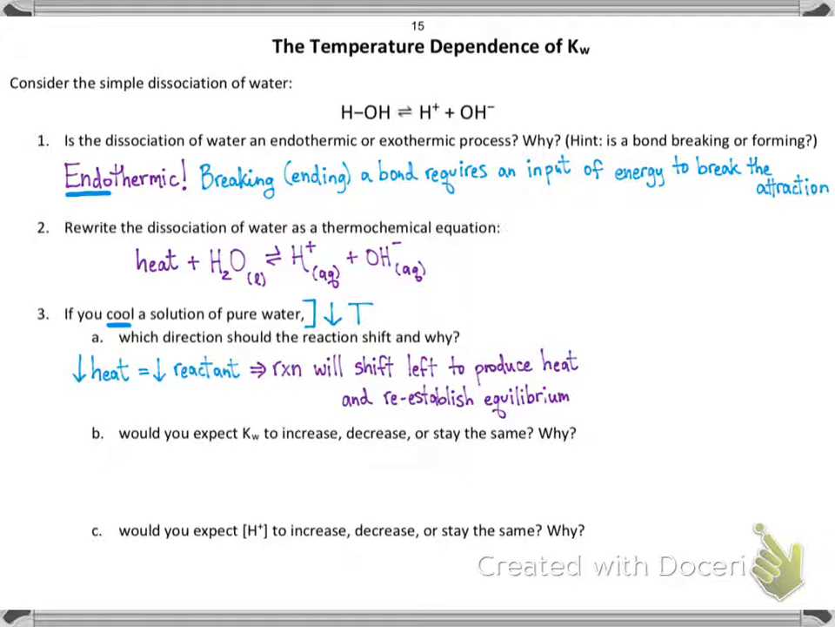Knowing that the reaction will shift left allows us to predict the effect on Kw, because of course changing the temperature is the only change that will actually change the numerical value of K, including Kw, because it's just another equilibrium constant. So I would like you to predict, do you think Kw will increase, decrease, or stay the same, and why? And when you're ready to check your answer, unpause the video.